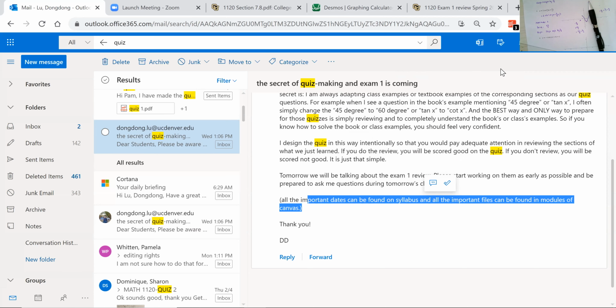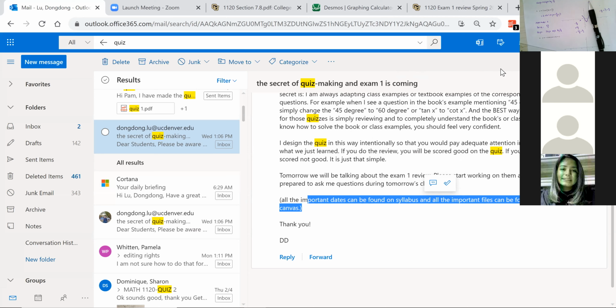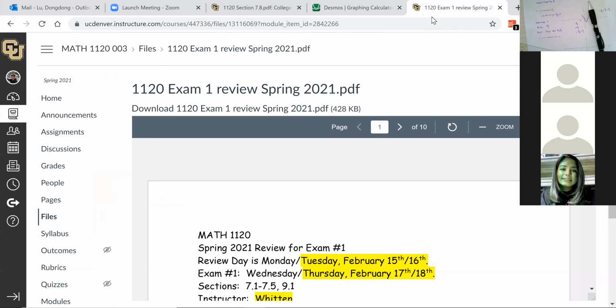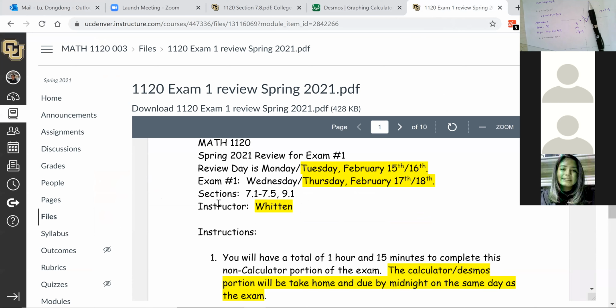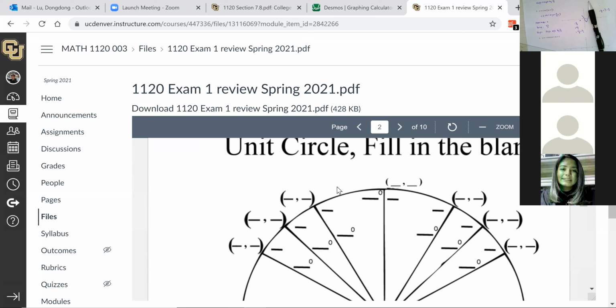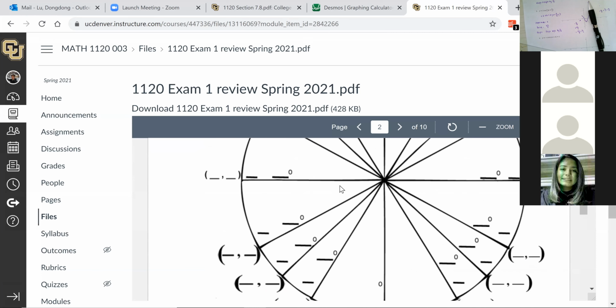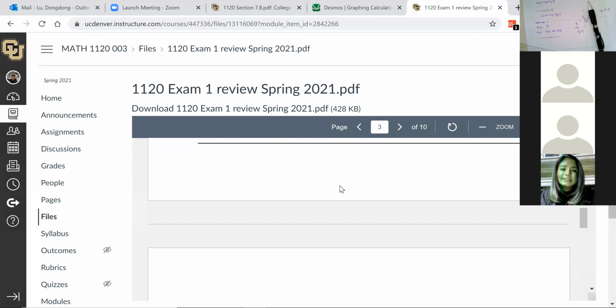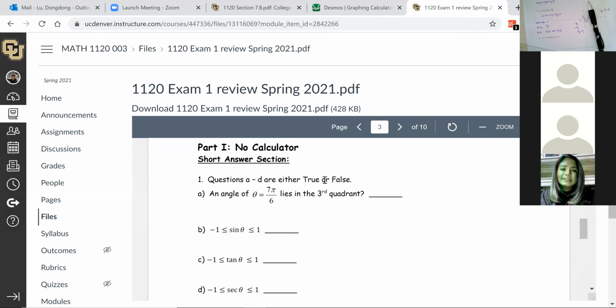On the exam, I'm sorry, can you speak louder? How many questions is the exam? You said sections 7.1 through 7.5 and 9.1, right? As for the form of the exam, it will be very, very similar to this review. You should expect the same number of questions found in the review on the actual exam. Thank you for asking. Any question?